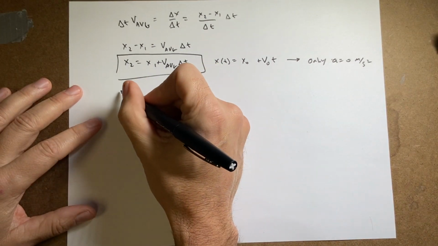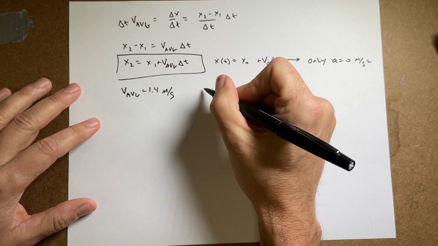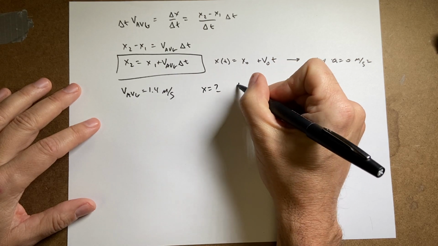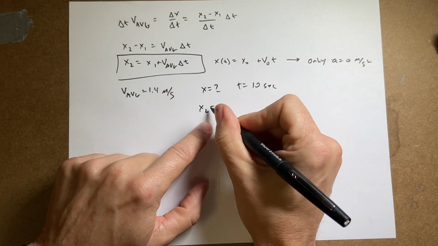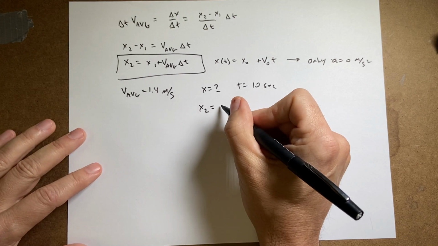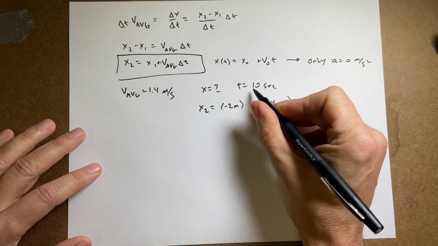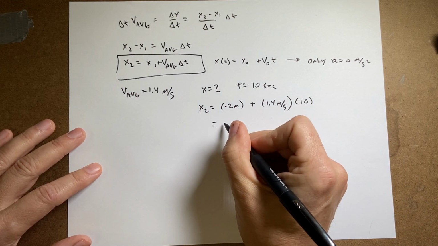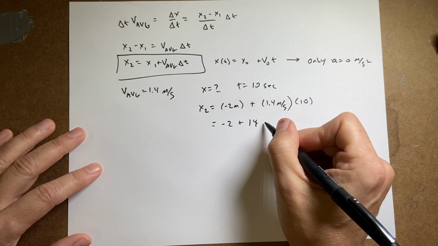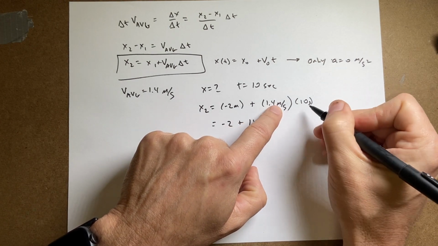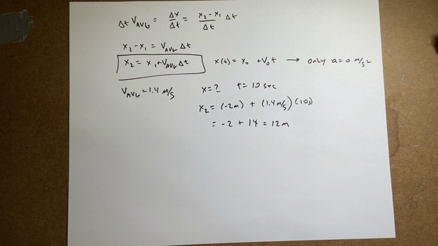And let's actually do that. So let's say from before I have v average is 1.4 meters per second, and I want to find out where it is at x at t equals 10 seconds. So I can say x2 equals, well, where was it when it started? I had it at -2 meters, so it's going to be -2 meters plus the average velocity, 1.4 meters per second, times the time interval, which is 10. So I get -2 plus 14, 1.4 times 10 is 14. And this is meters, and I have meters per second times 10 seconds is meters. And so this is going to be equal to 12 meters. So that's where it was. I can actually use that equation to find out where it is.